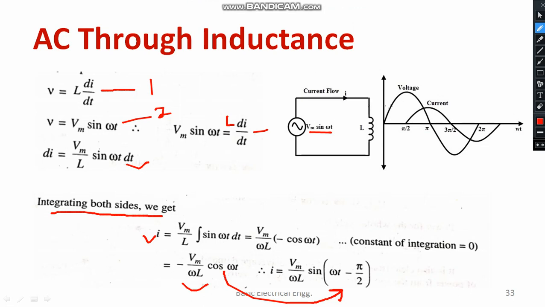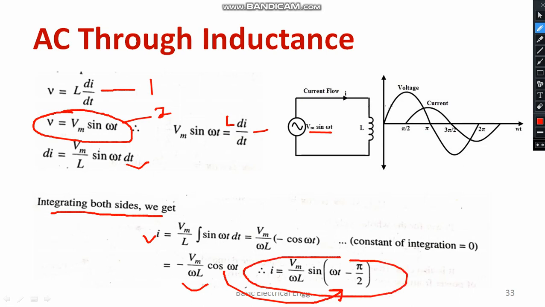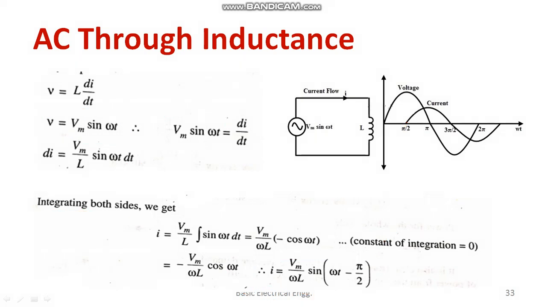Compare these two equations. The first equation is V is equal to Vm sin omega t. The second equation is I is equal to Vm by omega L into sin omega t minus pi by 2. From this equation we come to know that current is lagging. Look at this. Current is lagging. I can write the phasor diagram. So current is lagging behind the voltage, or you can say voltage is leading. For a pure inductive circuit, current is lagging behind the voltage by an angle of 90 degrees or pi by 2 radian. That is clear information from this diagram.